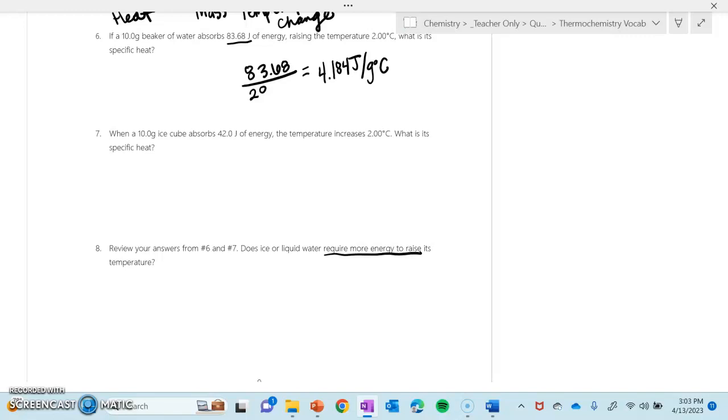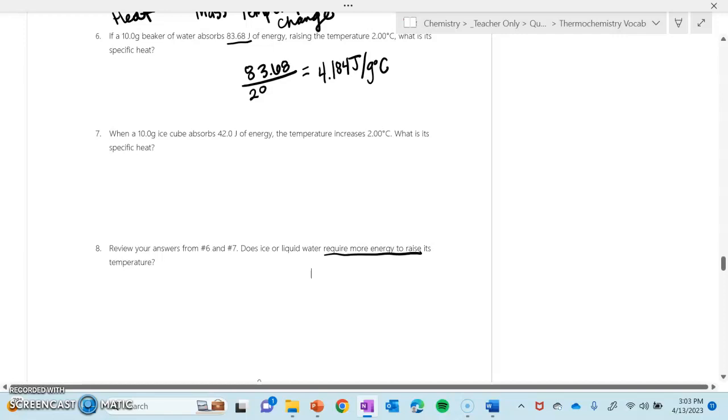If something requires more energy to raise its temperature, that means it's going to have a higher specific heat. It's going to be more stubborn. It needs more joules per gram degree Celsius, more energy in order to raise its temperature. So you're looking for the larger specific heat for number 8 to tell us if ice or liquid water is going to be the one requiring more energy to raise its temperature.